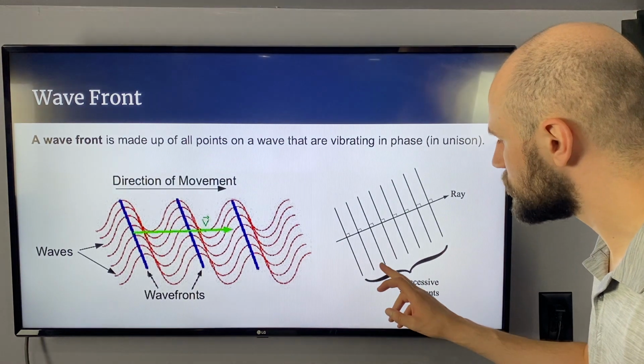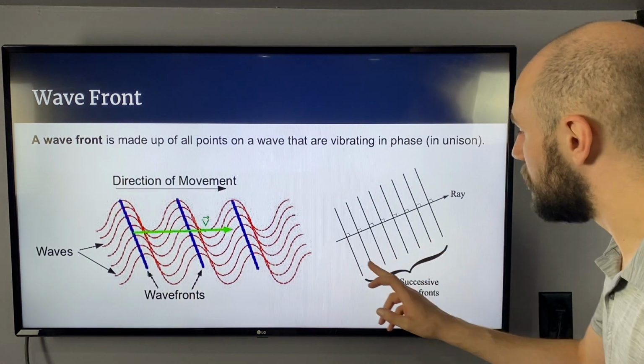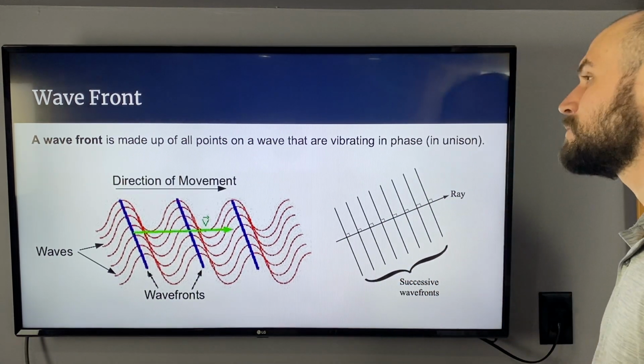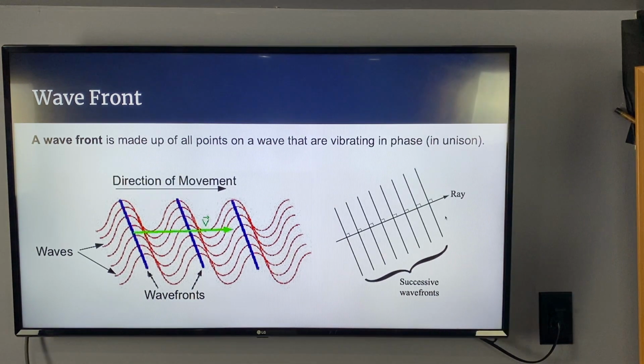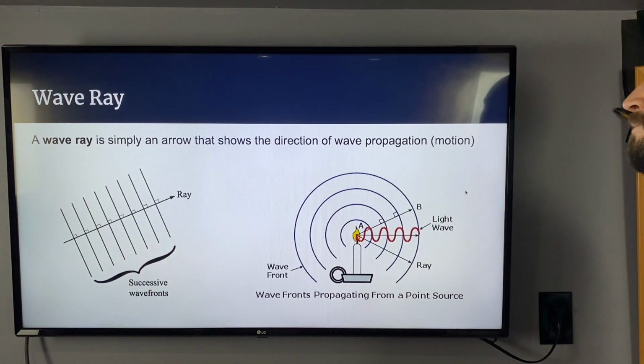So the wave fronts are these lines as they move, each point in phase of the wave, but the direction that the wave is propagating in, or the direction of motion of the wave, is what we call the ray. So a wave ray is simply an arrow that shows the direction of wave propagation.